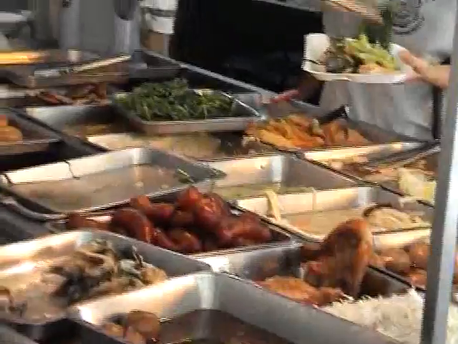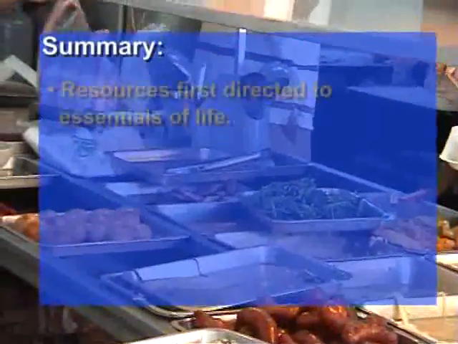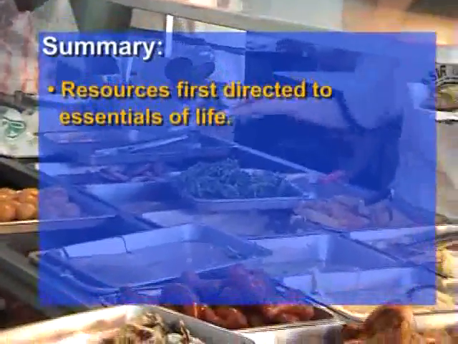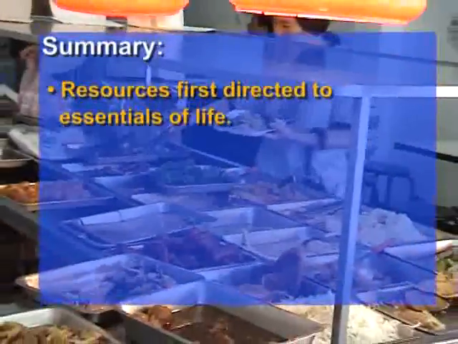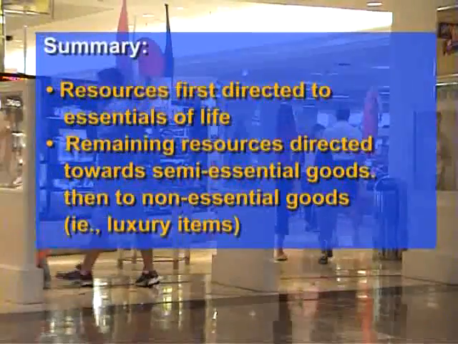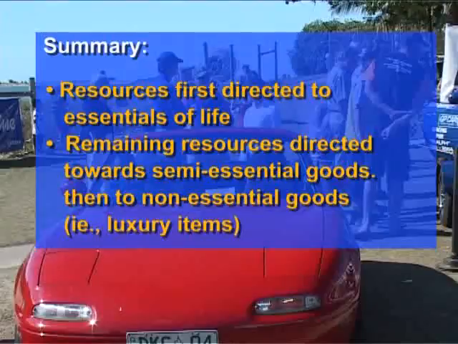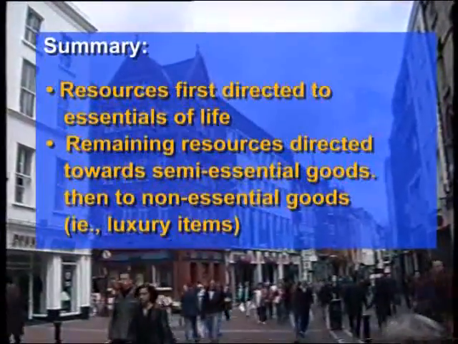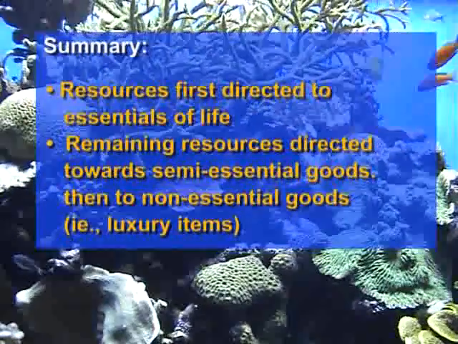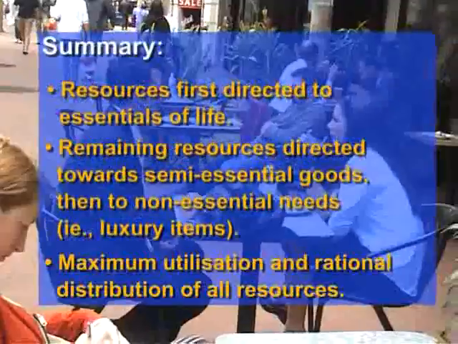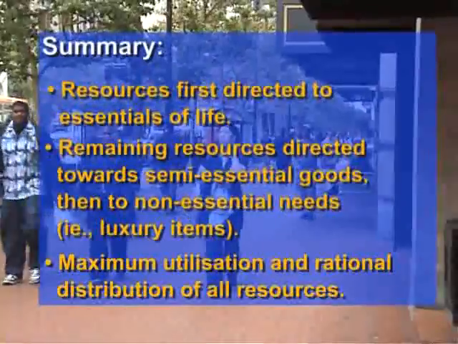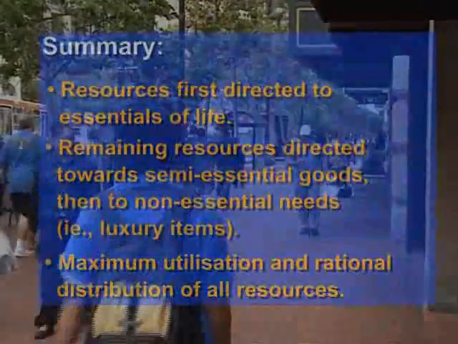In summary, society's resources must first be directed towards ensuring that everyone gets the minimum necessities of life. The remaining wealth is then directed towards semi-essential goods, and then finally towards non-essential or luxury items. All this is the practical expression of one of Prout's fundamental principles: there should be maximum utilization and rational distribution of society's resources.